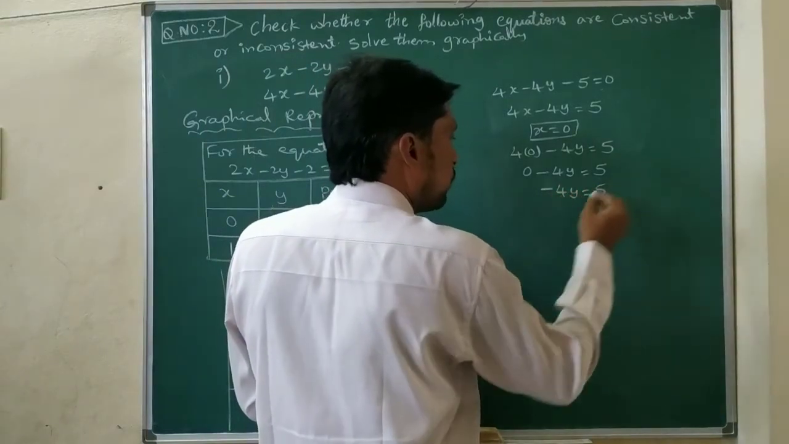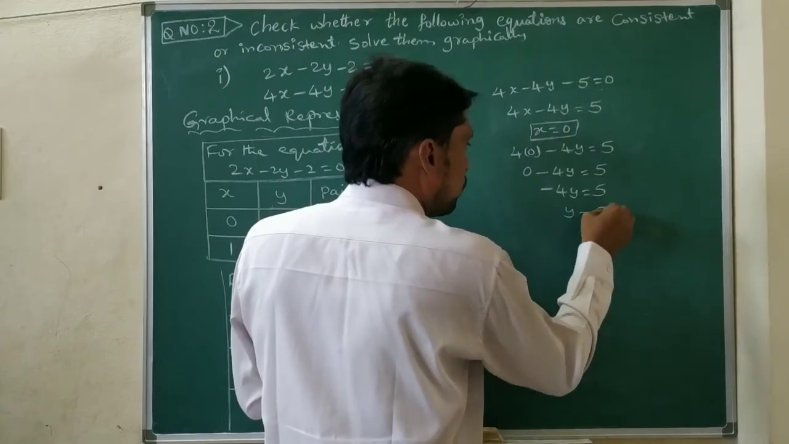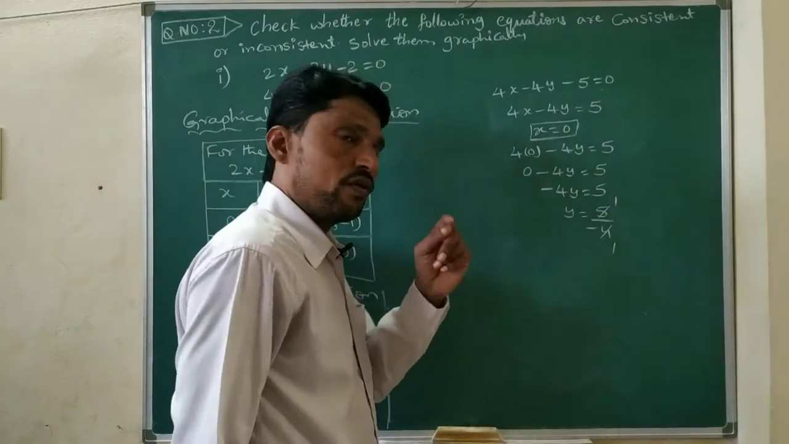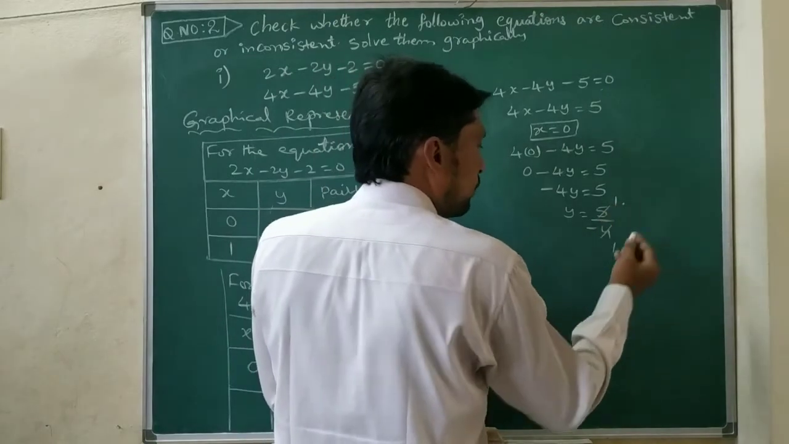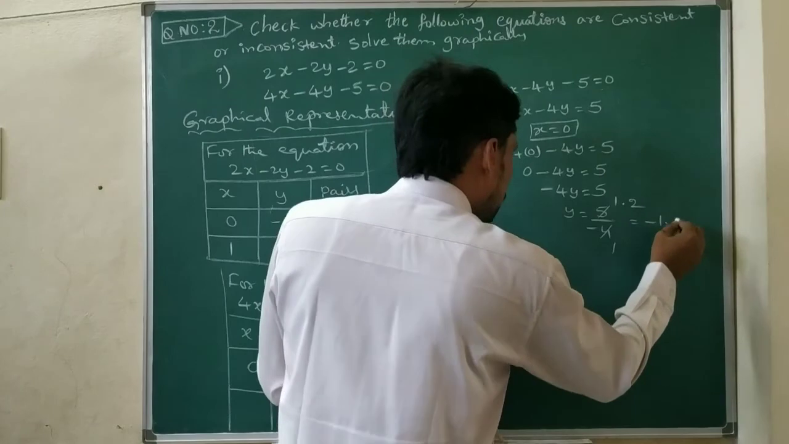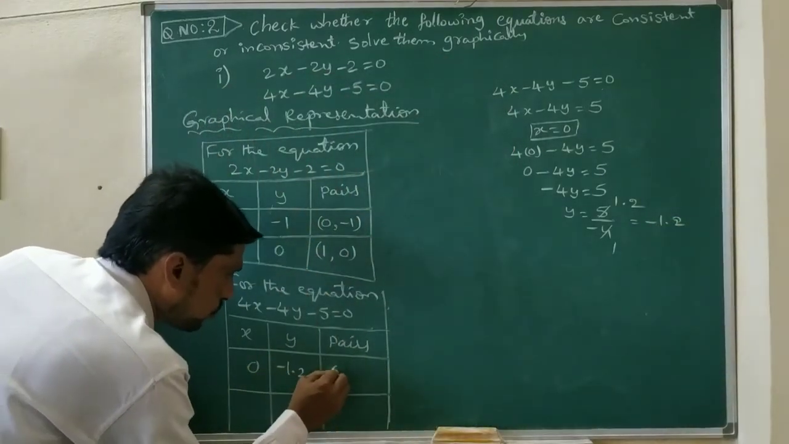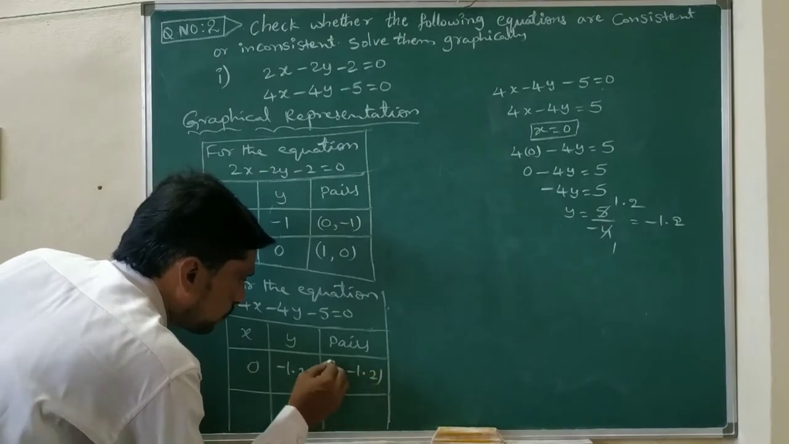So this 4 we are transposing to the right, means by 4. 4 ones are 4, 1 remained, point means it will become 10, 4 twos are 8, so y equal minus 1.2 we are getting. So the pair is 0 comma minus 1.2.